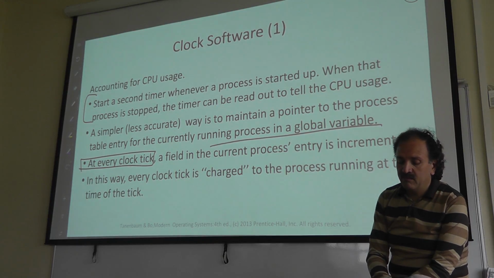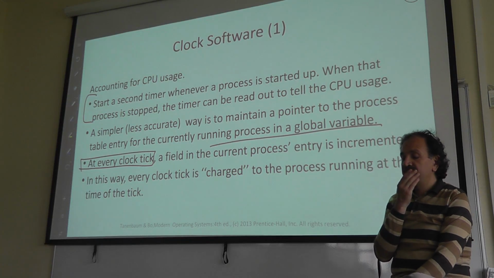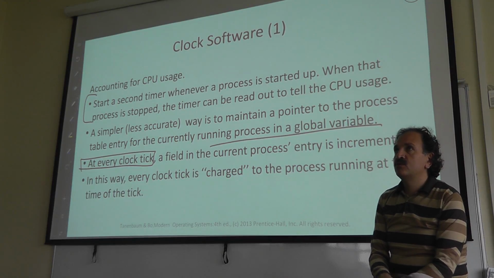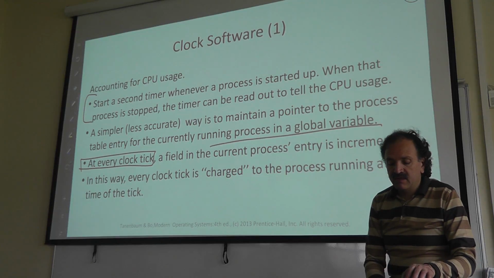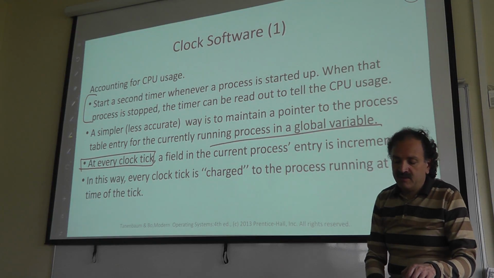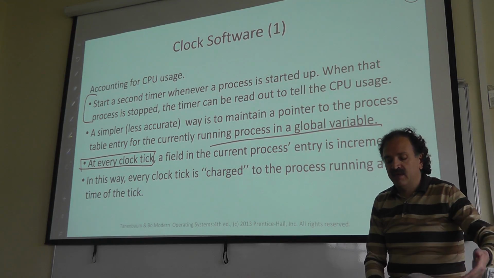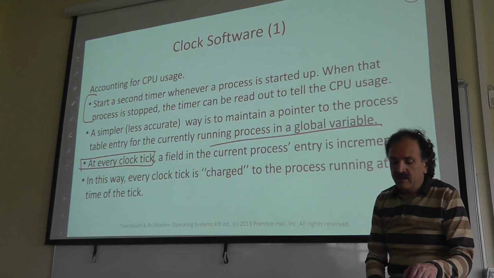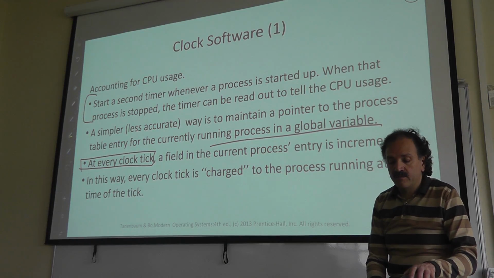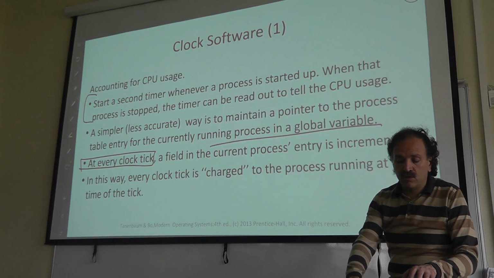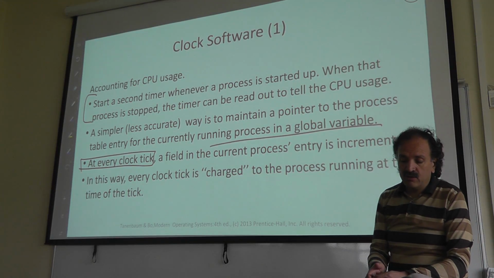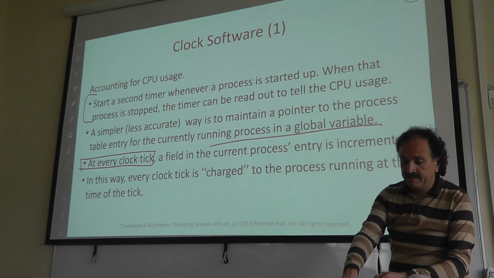Your process may not use the whole interrupt time, so that's the less accurate part, but it is much simpler than the previous solution, which requires starting a new timer every time a process uses the CPU. So this is accounting for the CPU usage. This is the third task for the clock driver.